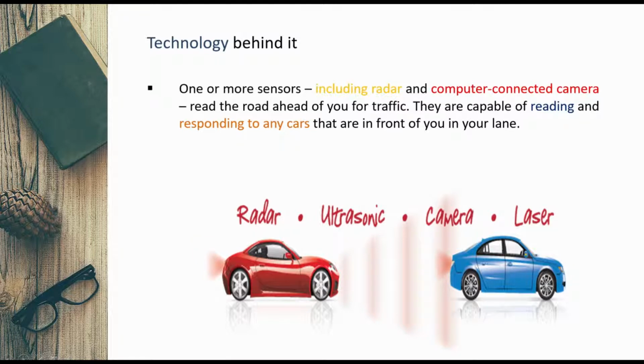What is the technology behind that system? The technology uses sensors, including radar, and a computer connected to a camera to read the road ahead of you for traffic. They are able to read and respond to any cars that are in front of your lane. The technologies used in automotive are first radar, second ultrasonic, third cameras, and fourth laser. These technologies are commonly used by the automotive industry right now.